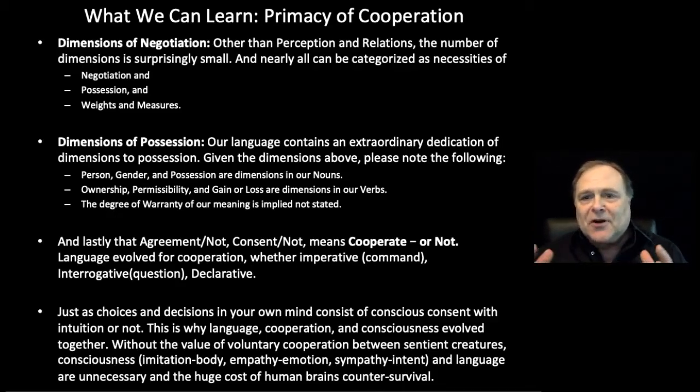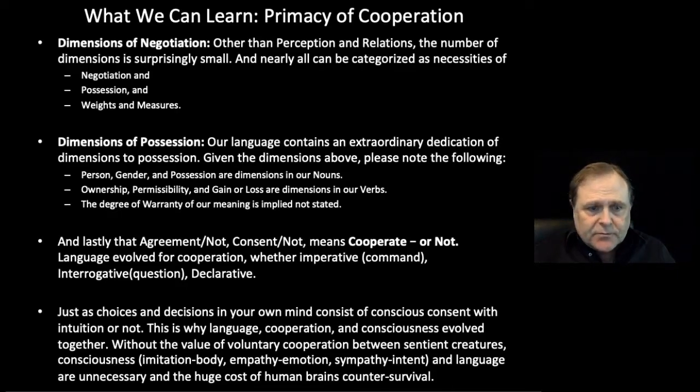So most of our language, which you would expect, because language evolved for us to communicate and negotiate, because cooperation is so valuable, most of our language evolved to assist us in not only communication but negotiation. So language evolved for cooperation.